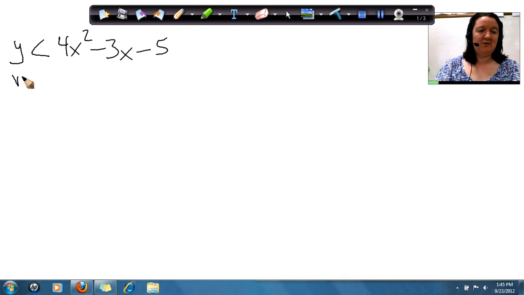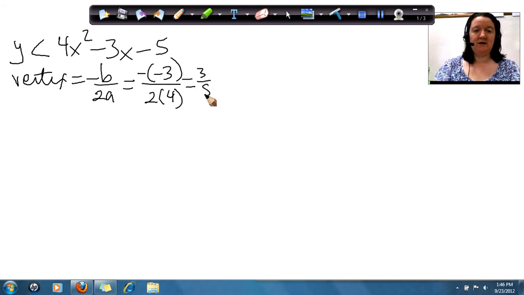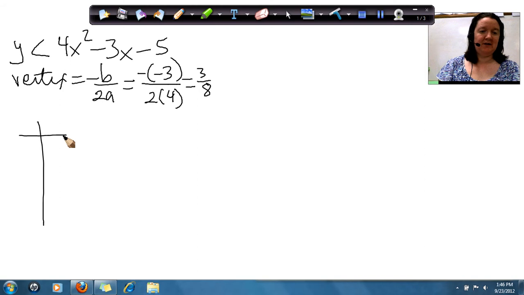So instead I'm going to use the vertex method to figure out what my value is. So I'm going to take -b over 2a. So our -b would be that, so -3 over 2 times 4. So that's going to give me 3 over 8. So I'm going to make myself a table. We have 3 over 8.